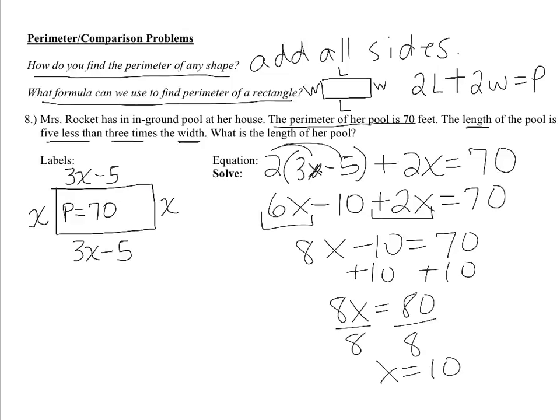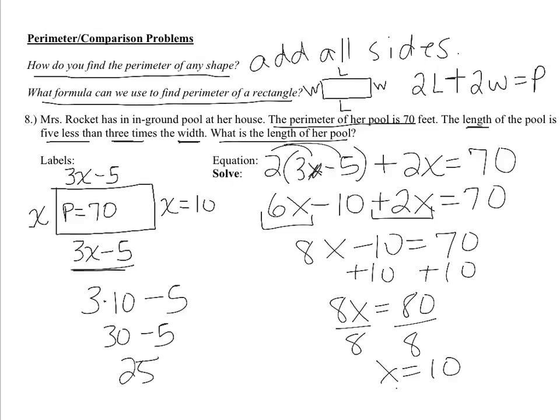And so the question is, what is the length of the pool? Well, x is representing the width, so that would be x is 10. But that's not answering the question. The question is, what's the length? Since the length is 3x minus 5, I'm going to do 3 times 10 minus 5, which would be 30 minus 5, which is 25. So the length of the pool is 25 feet. That is the answer.